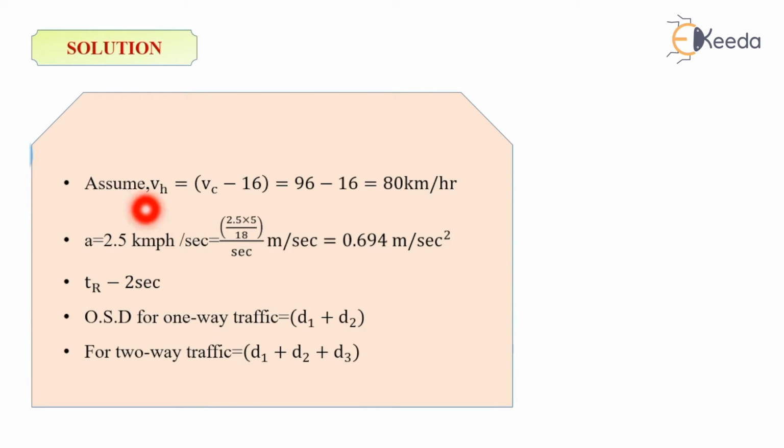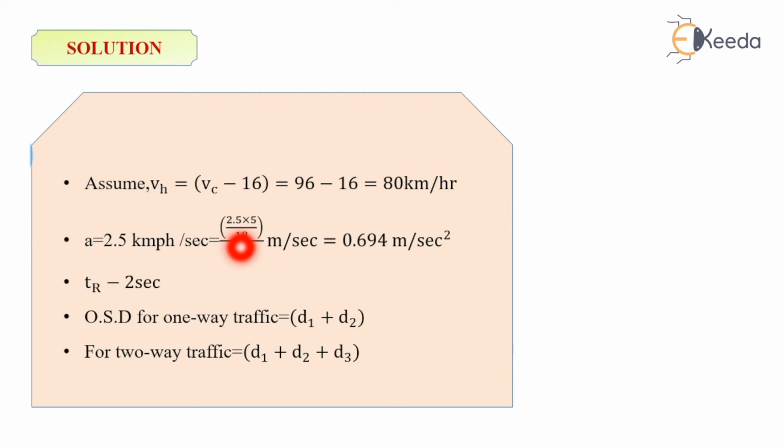So this is the solution. Here VB, this is not VH, it is VB. The velocity of the front vehicle is given, that is 96. We will subtract 16. This is the standard adopted here, that is 16, and the velocity of VB vehicle is 80 kmph, and acceleration is 2.5, which is assumed in OSD, 2.5 kilometer per hour per second.